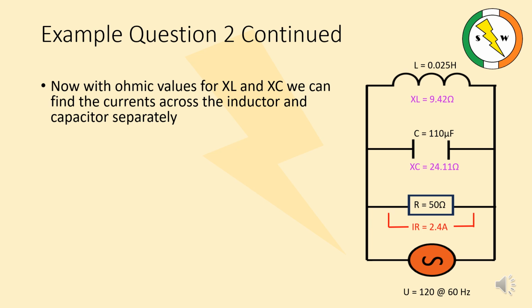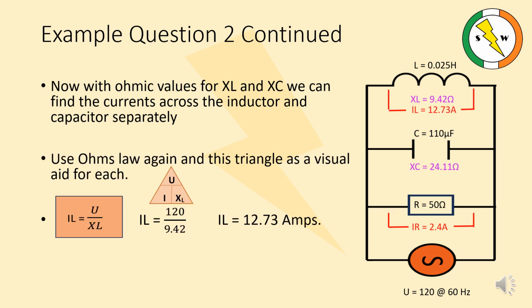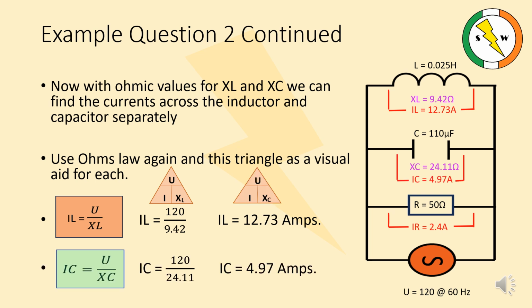Now, with ohmic values for XL and XC, we can find the currents across the inductor and capacitor separately. Use Ohm's law again and this triangle as a visual aid for each. IL equals U over XL. IL equals 120 divided by 9.42. IL equals 12.73 amps. IC equals U over XC. IC equals 120 divided by 24.11. IC equals 4.97 amps.